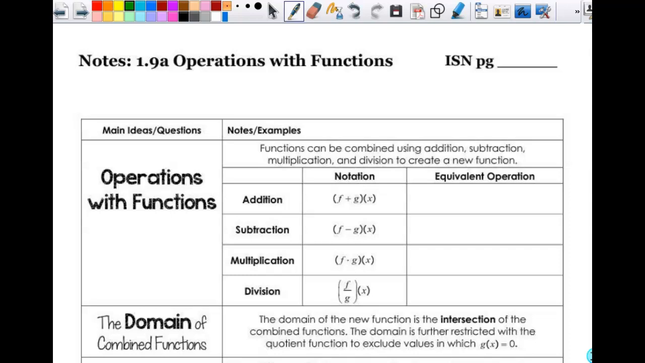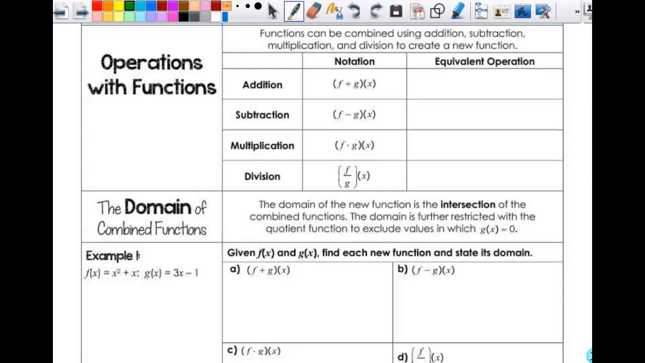All right, so we're going to look at operations with functions. This is not a brand new topic. This is definitely something that's in Algebra 2. What you probably didn't do in Algebra 2 was talk about the domain. So that's kind of the new part. So we'll refresh your memory on the other part first.